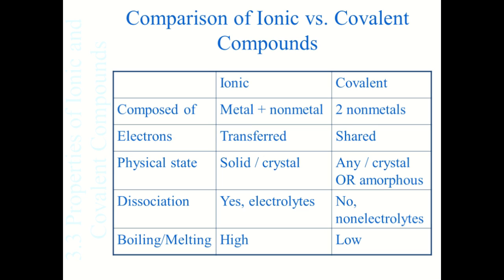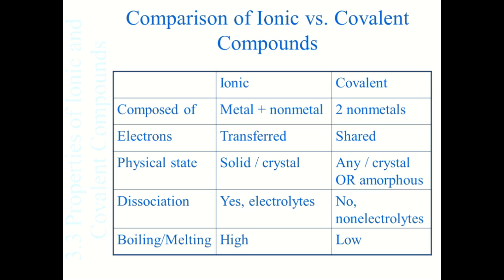Okay, comparison of ionic versus covalent compounds. So, ionic, metal and non-metal. That's how I identify it. The electrons are transferred completely. Physical state, solid or crystalline state. They dissociate into electrolytes, and they have high melting and boiling points.